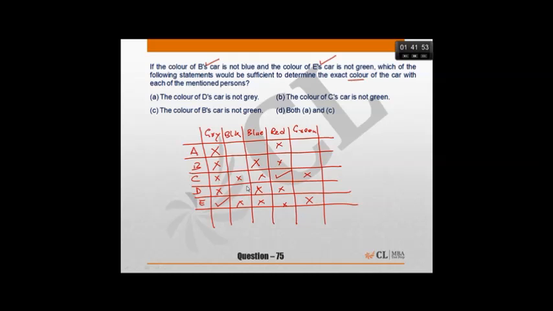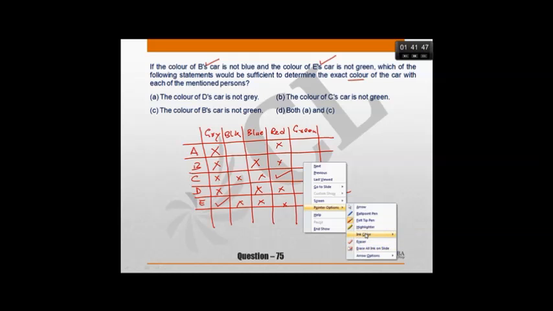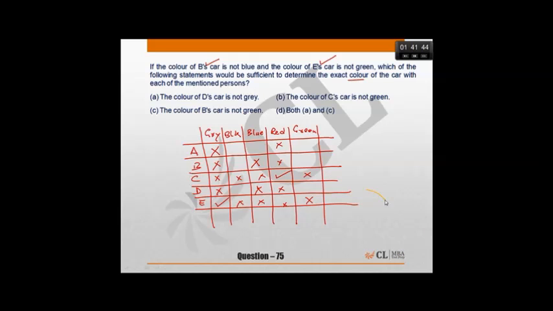Now again, let me just change the color because I may need to check the choices in color. So again, if I say D's car is not grey. If D's car is not grey, that doesn't help me because we have already eliminated it. So this does not help us at all. C's car is not green is already known to us. So this also does not help us at all. So that means this also should be both A and C. But A does not help us any. So this cannot be the answer. Most probably this is the answer.